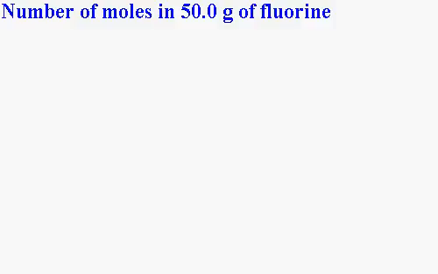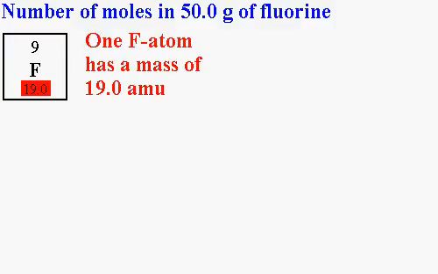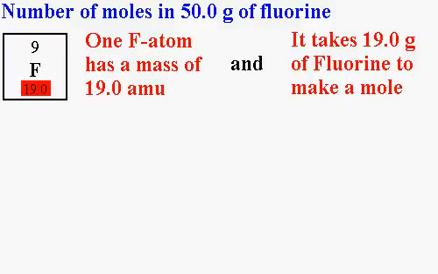If we're going to determine the number of moles in any sample, we need to look at the periodic chart. In this case, we're talking about a sample of fluorine, so let's look at fluorine's entry in the periodic chart. Here it is. There's a 19.0 under the F. What does that mean? Well, it actually means two things. First, it means one fluorine atom has a mass of 19.0 AMUs. That's the first meaning of that 19.0. But it also means something else. It also means that it takes 19.0 grams of fluorine to make a mole.